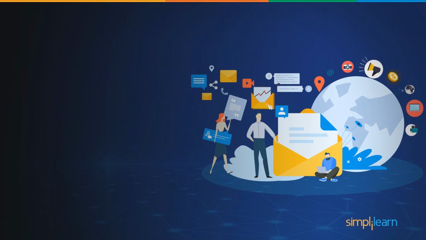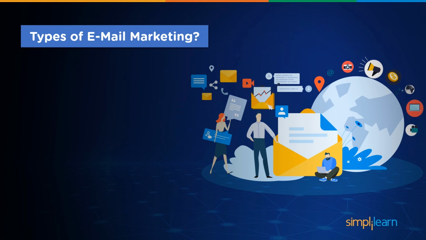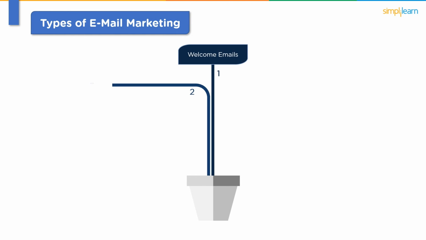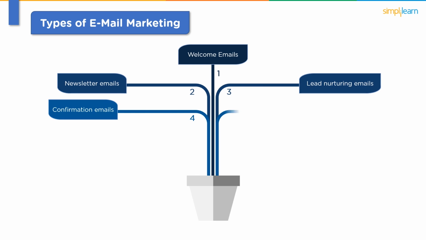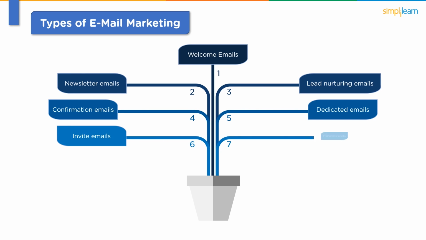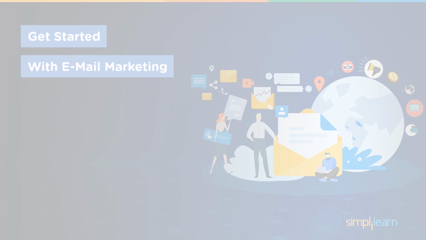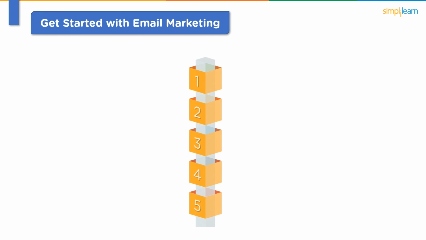So what are the types of email marketing? There are a whole range of different emails that you can send through email marketing systems. We'll talk about welcome emails, newsletter emails, could be a lead nurturing email, a confirmation email, specific emails to specific people, invitations, promotional emails, or an email to do a survey, or seasonal marketing emails. So a whole range of emails you have available that you can use for different marketing purposes. So now that you understand the basics of email, let's talk about how you get started with it.